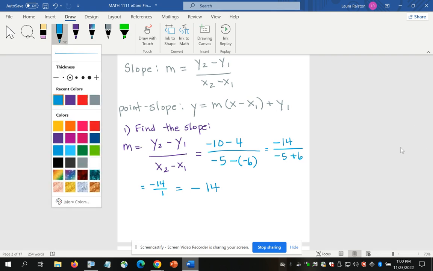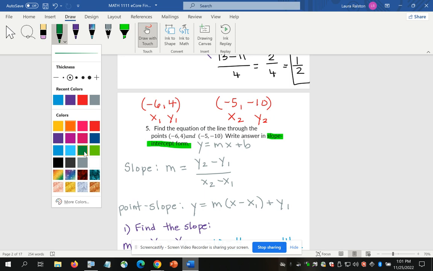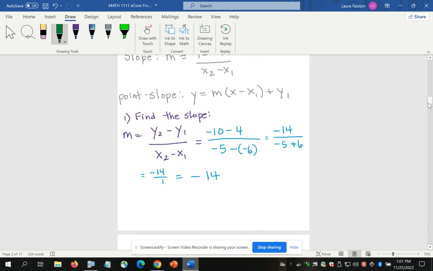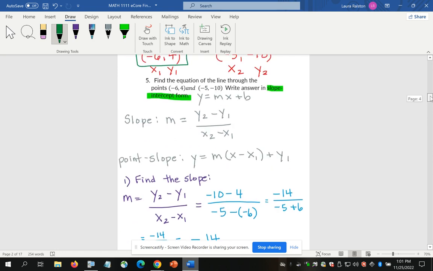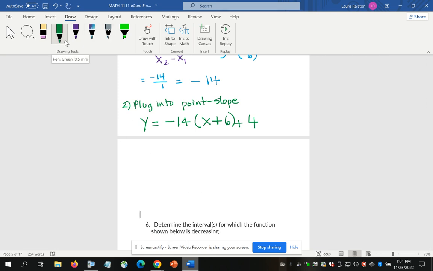Then I'm going to use the slope and a point. It doesn't matter which point you choose to use. I am going to choose to use negative 6, 4, since I have it labeled as x1, y1. So second, we're going to plug into point slope. So I would have y equals negative 14, x minus a minus 6 makes plus 6, plus, what was the second point there? 4. And I'm almost home free there, but I need to put it into slope intercept form.